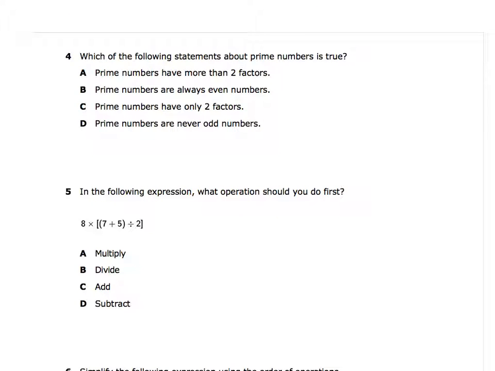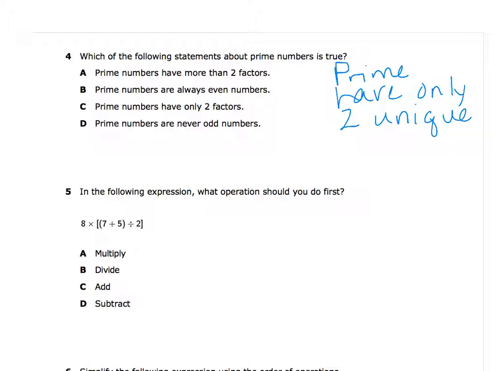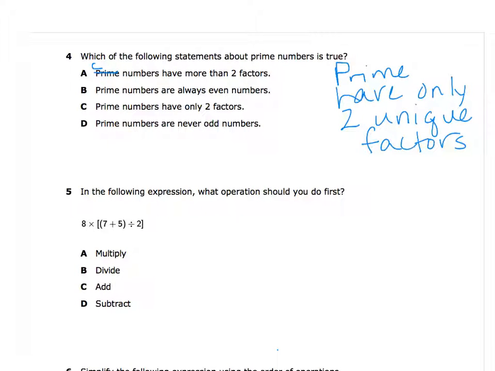Number 4, which of the following statements about prime numbers is true? So I'm going to write down what I know about prime numbers. I know that prime numbers have only 2 factors. I should say they have only 2 unique factors, 1 and the number itself. So let's look at these statements. Prime numbers have more than 2 factors? No, that would be composite numbers have more than 2 factors.